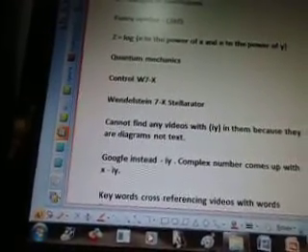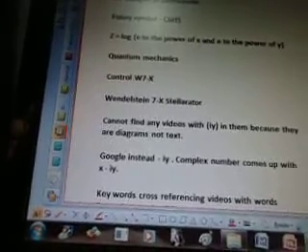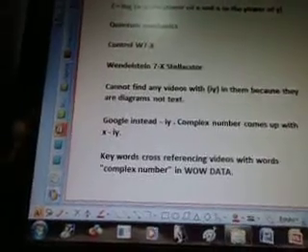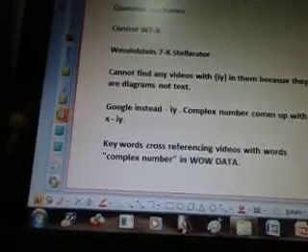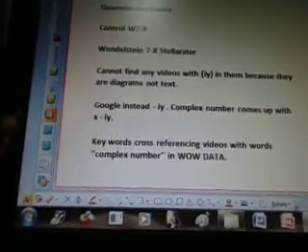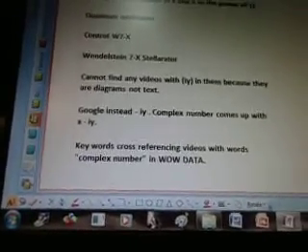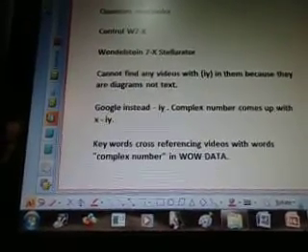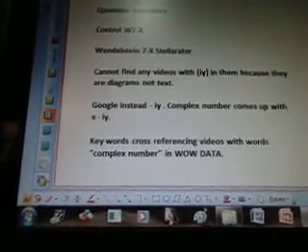Cannot find any videos with the iy in them because they are diagrams, not text. Unfortunately, I couldn't find it with a quick search. I'm going to have to look for it somehow, some way. I don't know how I'm going to figure that one out. Google instead iy, and up came the complex number. The words complex number came up with x minus iy.